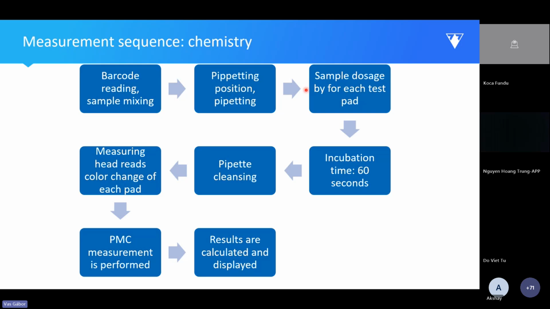So again, barcode reading, sample mixing, pipetting position, and then happens the pipetting sample dosage for each test, I mean for each test pad. Then incubation comes for 60 seconds. Meanwhile, the pipette is cleansed. The measuring head reads the color change of each pad. Then the physical measurement cell is performing its measurements, and then the results are calculated and displayed.